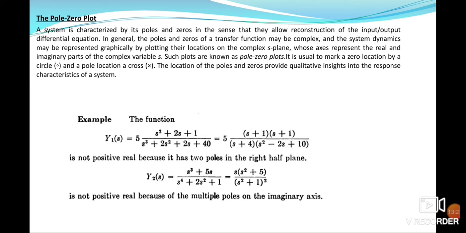Similarly, in the next function, you can see we are getting the equation as s into (s square plus 5) and (s square plus 1) whole square, which is not positive real because of multiple poles on the imaginary axis.